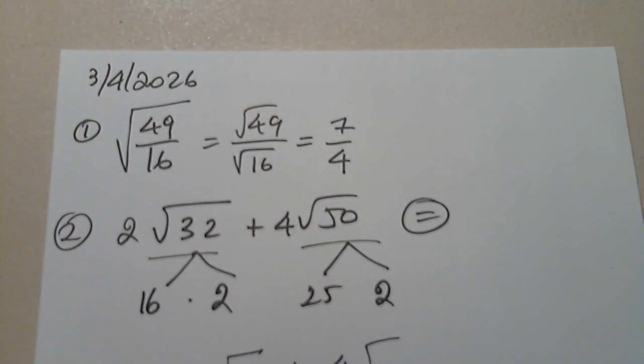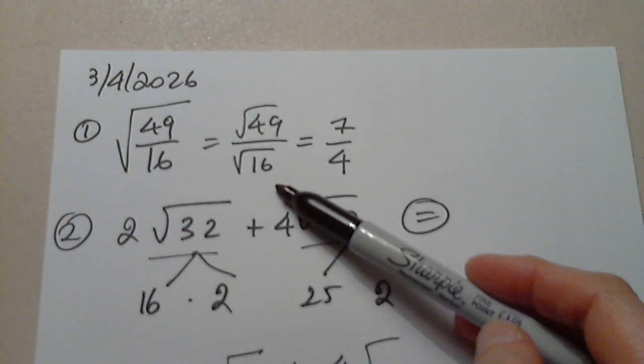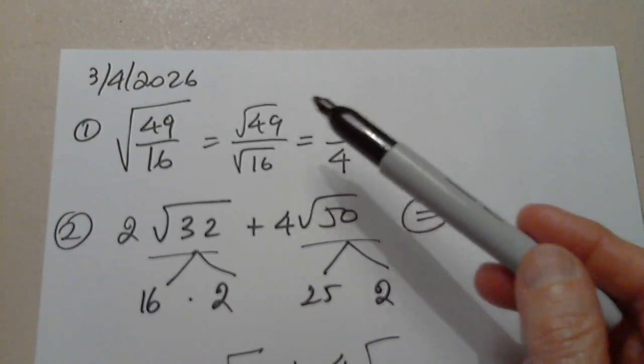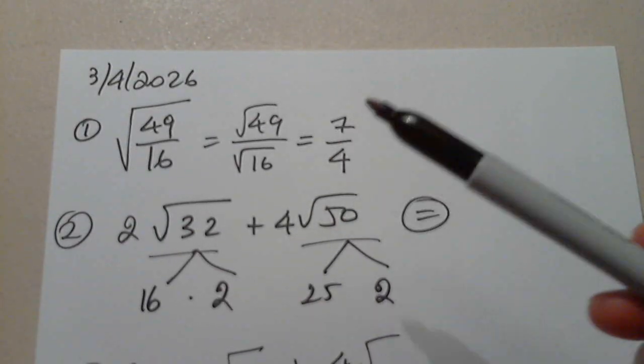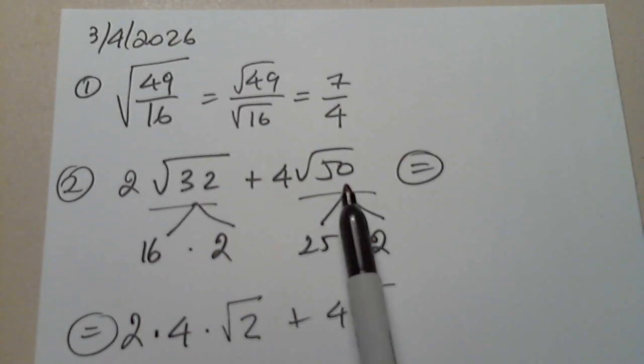I just missed this. So the square root of 49 over 16 is the square root of 49 over the square root of 16, and the square root of 49 is 7 and 4. Now, problem number 2: 2 the square root of 32 plus 4 the square root of 50.